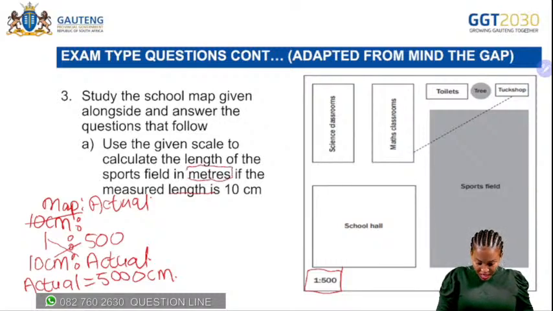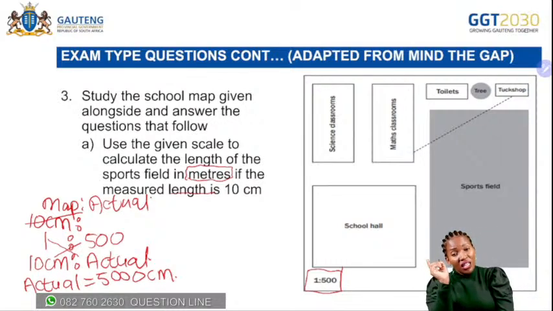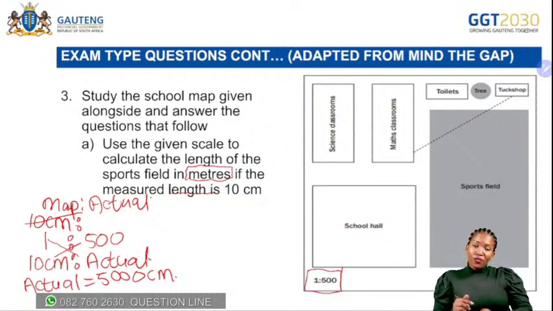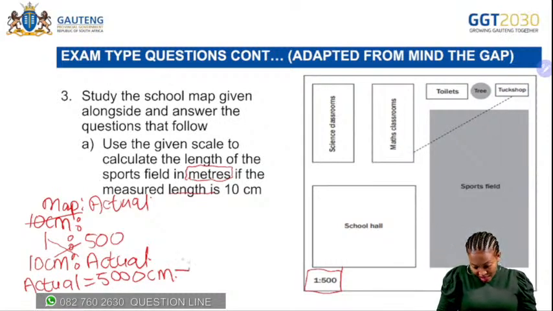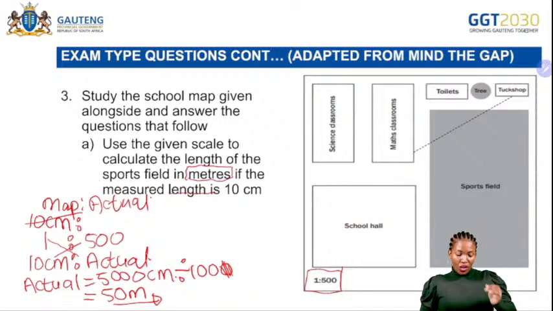In meters. So how do we convert from centimeters to meters? Remember the King Henry. Between centimeters and meters, what is the conversion factor? It is 100. And then here you are converting from a smaller unit to a larger unit. Therefore, you are going to do what? You are going to divide. Divide by 100. So the answer that we are getting would be what? Would be 50 meters. So the actual length of the sports field would be equal to what? It is equal to 50 meters.